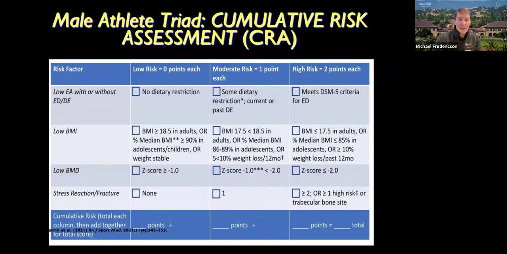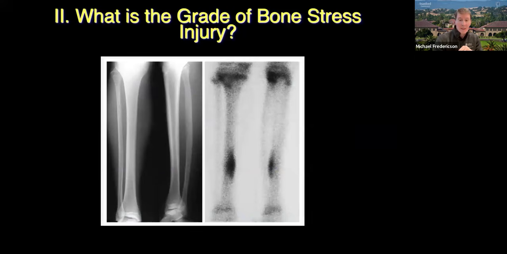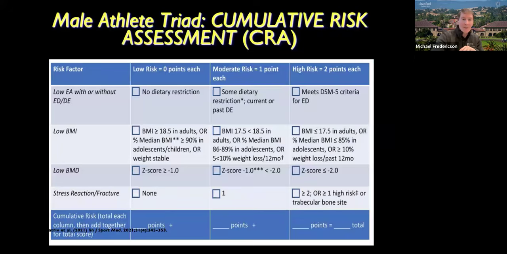And based on those points, you can then determine, are they full clearance? Are they provisional or limited, or are they restricted? So this can be, again, extremely helpful, targeting who are the high-risk athletes, and then really who should you put your emphasis on in terms of prevention. I just wanted to point out that we've done this both for the female as well as the male athlete triad. And even if you take out some of the questions that are specific for the females, it still can be a very helpful risk assessment tool.